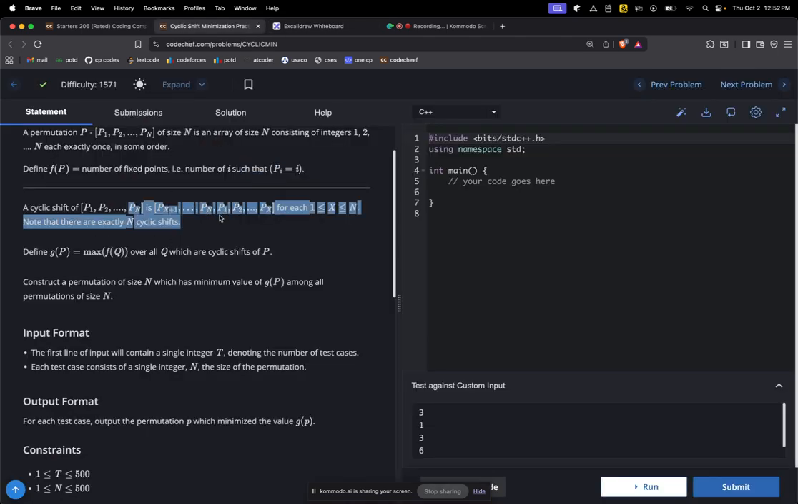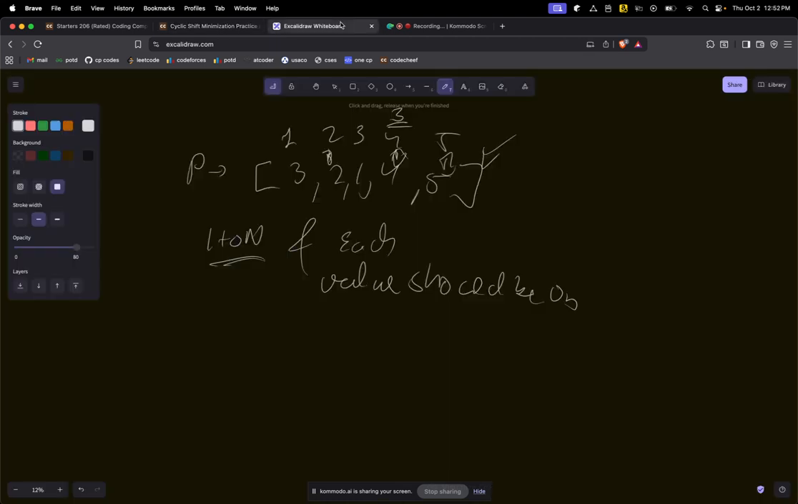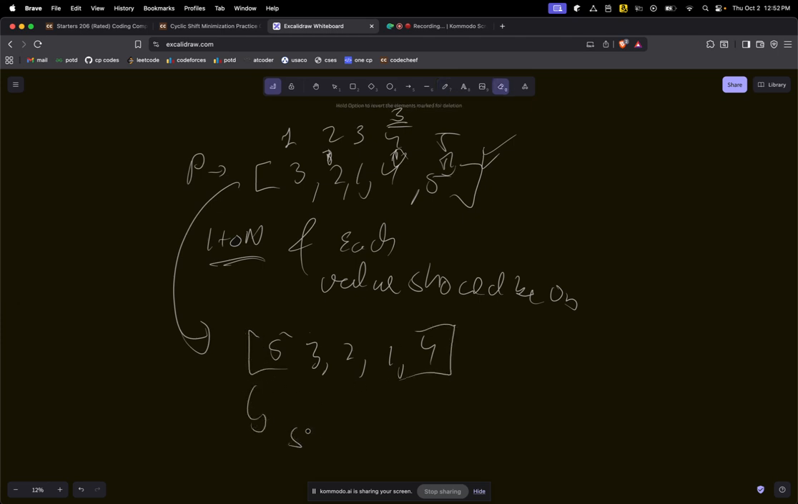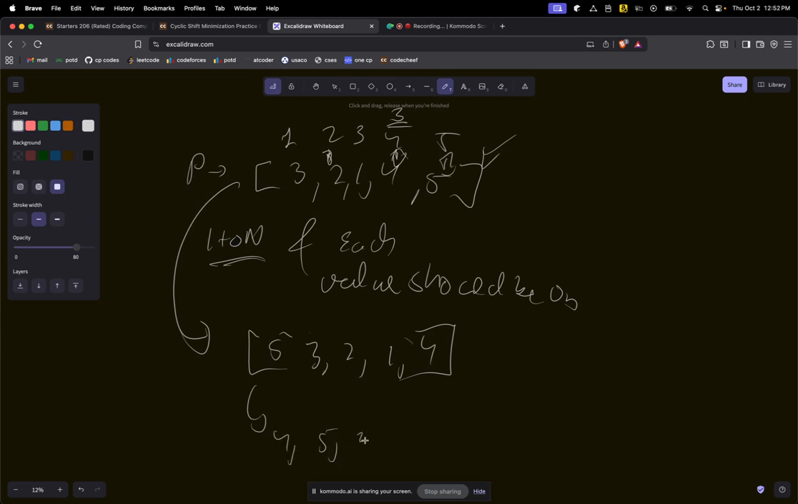Now a cyclic shift. We should all know what a cyclic shift is. It's just shifting this array once. So shifting this array once to the right, you'll get 3, 2, 1, 4, and 5 would become the front. So this is one cyclic shift. Again, you can do the cyclic shift here. The second cyclic shift would be that 4 comes again: 4, 5, 3, 2, 1. All right, makes sense, what a cyclic shift is.